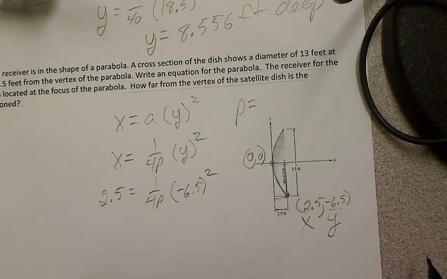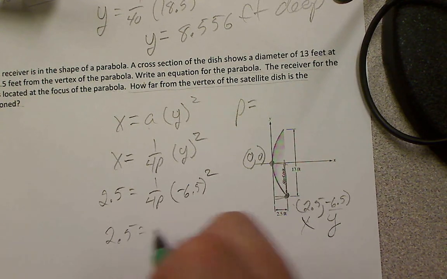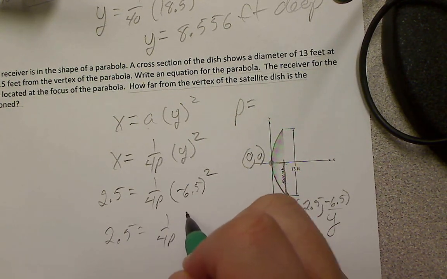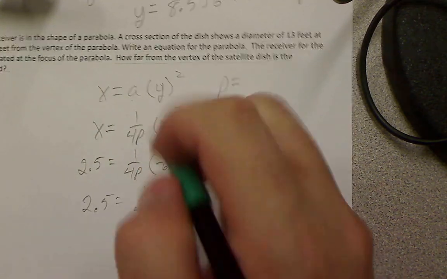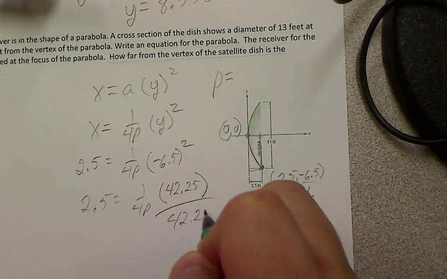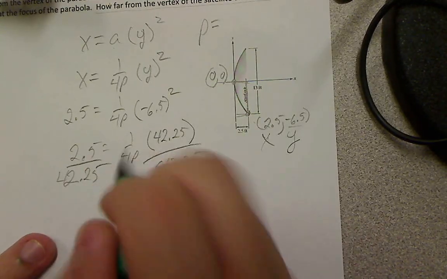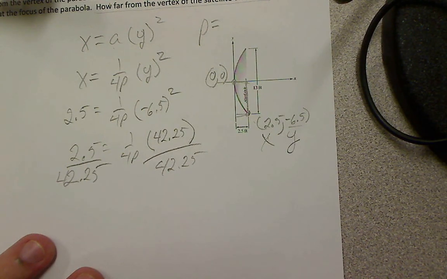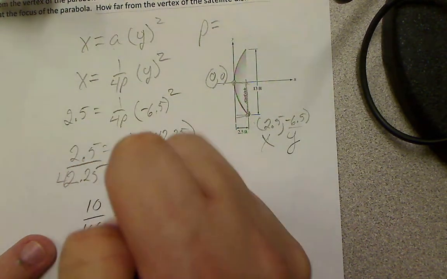And I'm just checking myself to make sure that I'm not going too fast and then missing it. Okay. So 2.5 is equal to 1 over 4p times, it looks like, 42.25. I'm going to divide both sides by 42.25. So 2.5 divided by 42.25. Turn that into a fraction real quick, and that's 10 over 169 is equal to 1 over 4p.